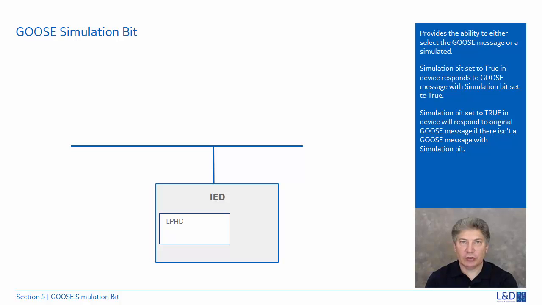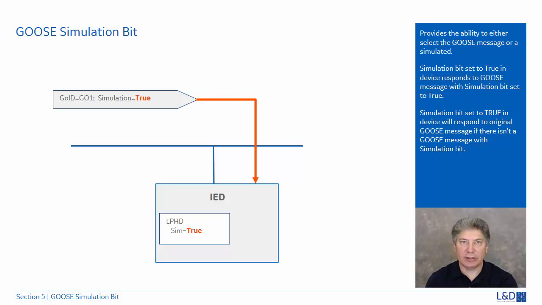The LPHD logical node has the data object defining whether the IED will be accepting real or simulated data. If the LPHD sim object is set to true, it will accept signals with the simulation bit set to true as well. If the LPHD sim object is set to false, it will accept only real signals, or where the simulation bit is set to false. Let's take a look at how the different types of signals are handled.